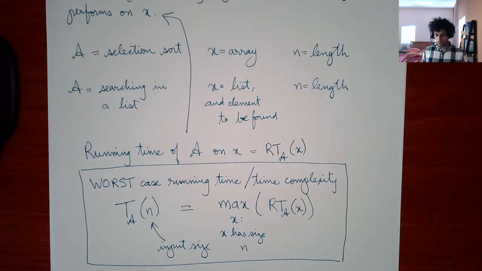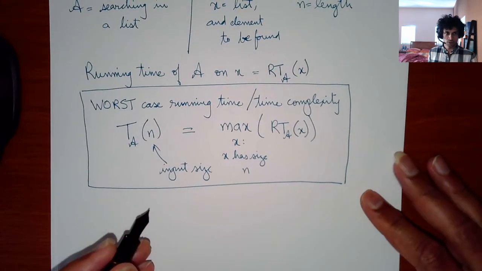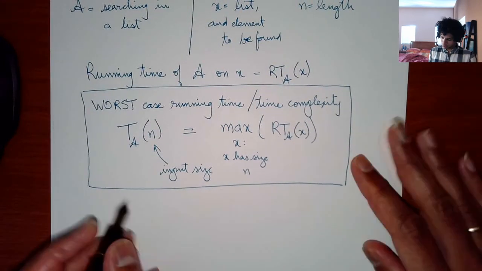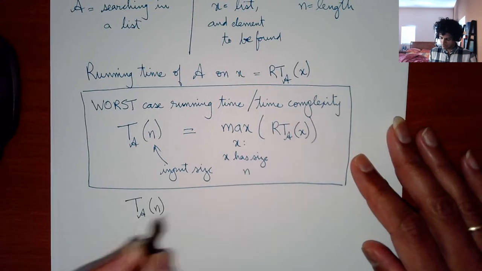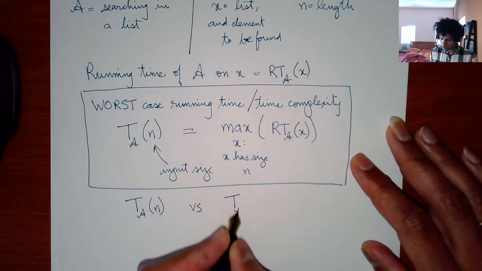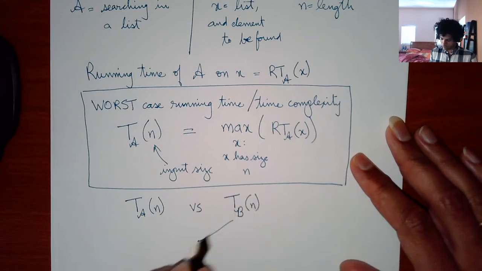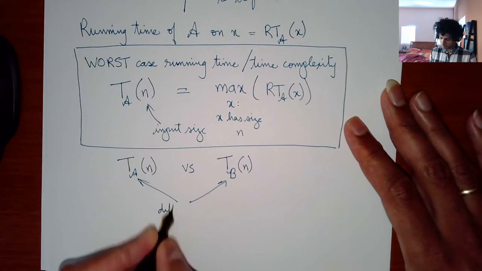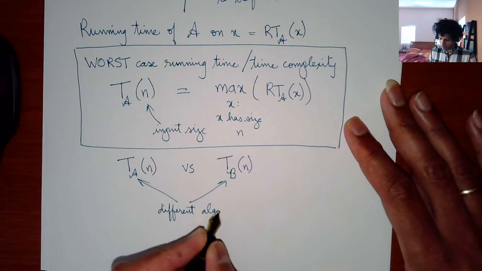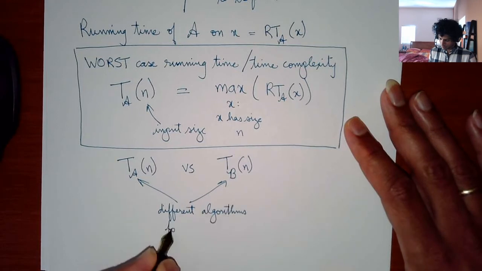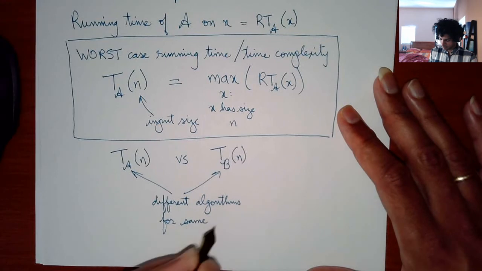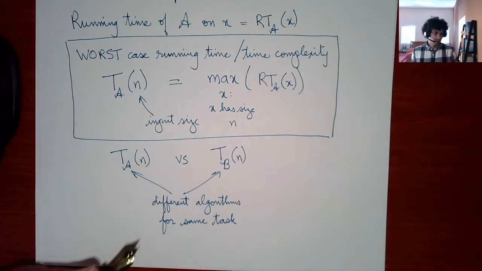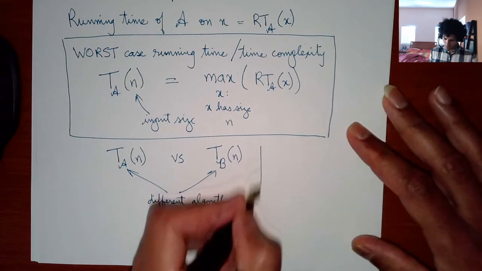So now that I have these functions, let's say I have two algorithms to sort, selection sort and insertion sort. So I can look at how T_A of n behaves versus T_B of n, where these are two different algorithms for the same task. Now, you know how to compare numbers. That's easy. But how do you compare functions?